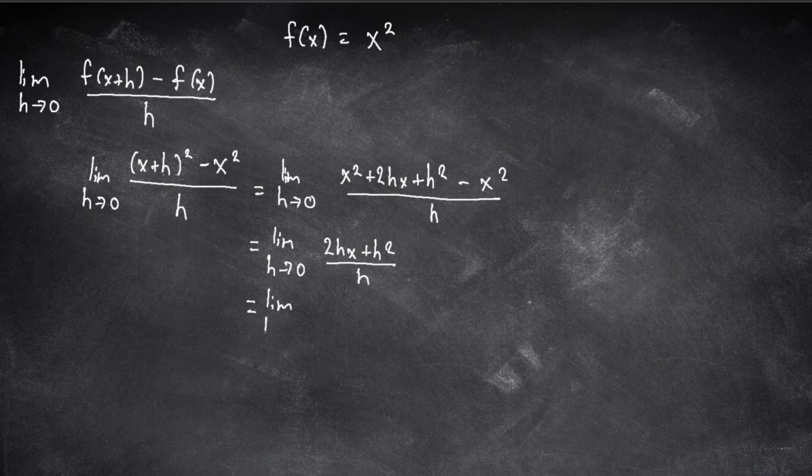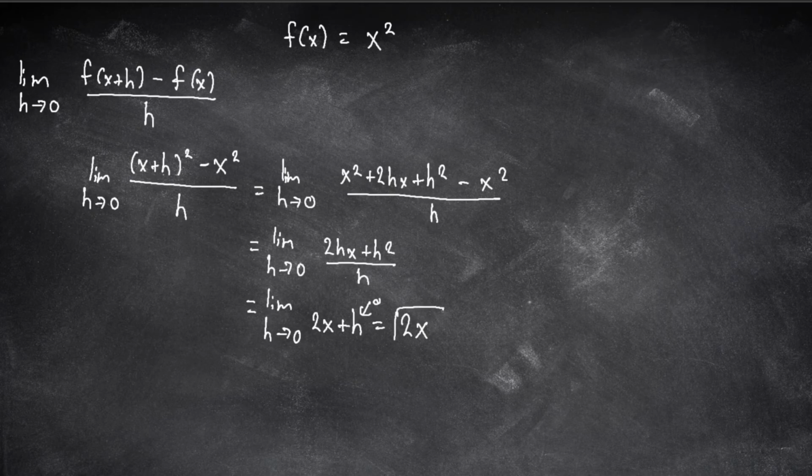Simplifying that, we have the limit as h approaches 0. 2hx divided by h is 2x. And h squared divided by h is h. So the limit as h approaches 0, that means this h becomes 0. That means all we are left with is just 2x.